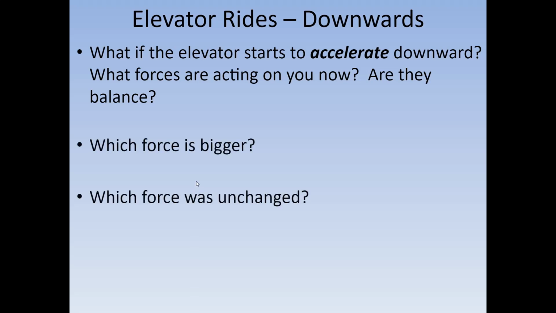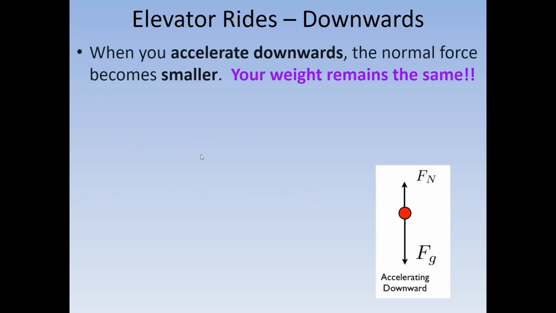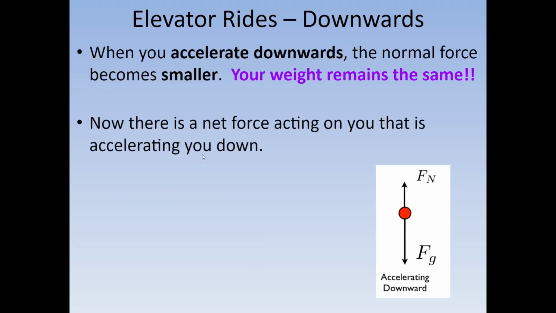Now, once again, what force is bigger and what force is unchanged? As we mentioned, your force of gravity, your weight, never changes as long as you're not going to a different planet. As long as we're staying on Earth, that force remains the same. Therefore, the force that changes has to be the normal force. So while the gravitational force is now the bigger force, it's not because it became bigger, it's because the normal force became smaller. In order for you to accelerate downward, the gravitational force has to be bigger, but I can't make it bigger, so the normal force has to get smaller.